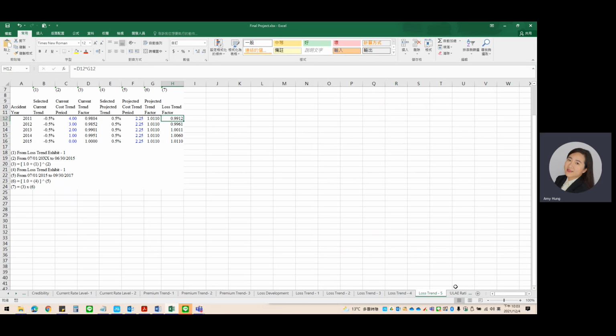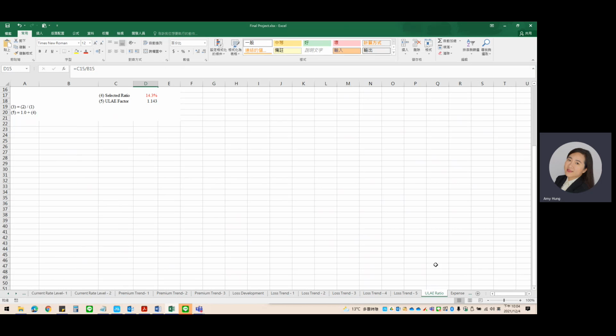After we have the frequency, severity, and pure premium selected, we can then get the loss trend factor. Those calculations are also pretty straightforward. Just follow those formulas and it's really straightforward.